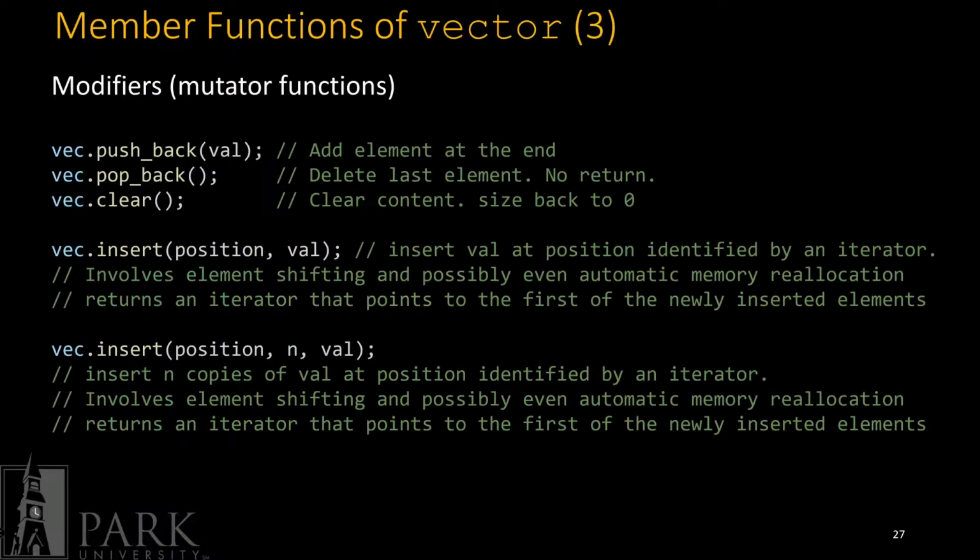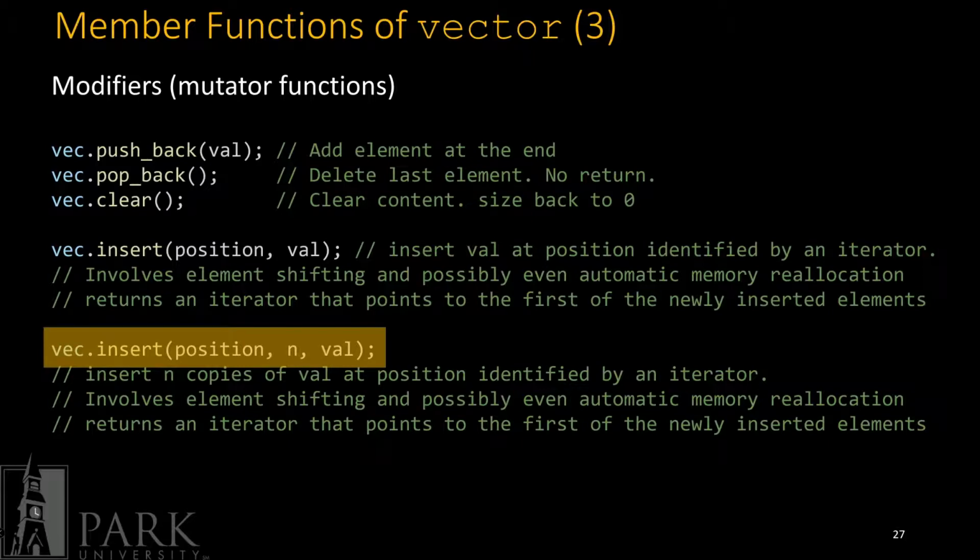In addition to the mutator functions we already mentioned, the vector class has several insert functions which allow insertion into the middle of a vector using iterators. This 2-parameter insert will insert a value at the position identified by the first parameter, which is an iterator. This 3-parameter insert function can insert multiple copies of one value into a vector starting from the position identified by an iterator. Both functions return an iterator pointing to the first of the newly inserted elements.